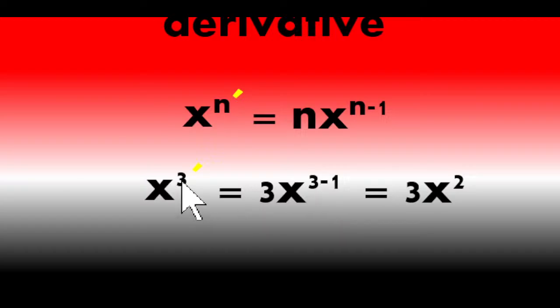So whatever it is, whatever's here, you put it down here. You multiply times that, and then you change the exponent up here. You subtract 1 from it. So you end up with this. This was 3, now it's 2, and the 3 is down here. And now this is the derivative of this.